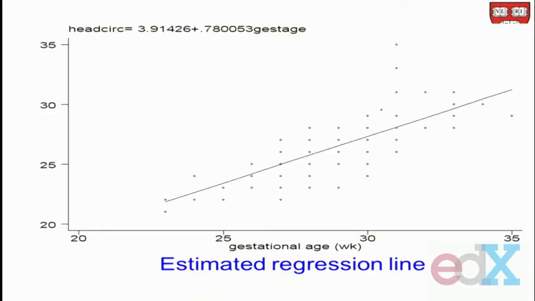All right, so we've seen how to estimate the regression line, and what it gave me was an estimate of the intercept and of the slope when you regress head circumference on gestational age. And here it is, I've drawn it without the jitters, so you can see why we did the jittering. All right, so that's the estimated regression line.